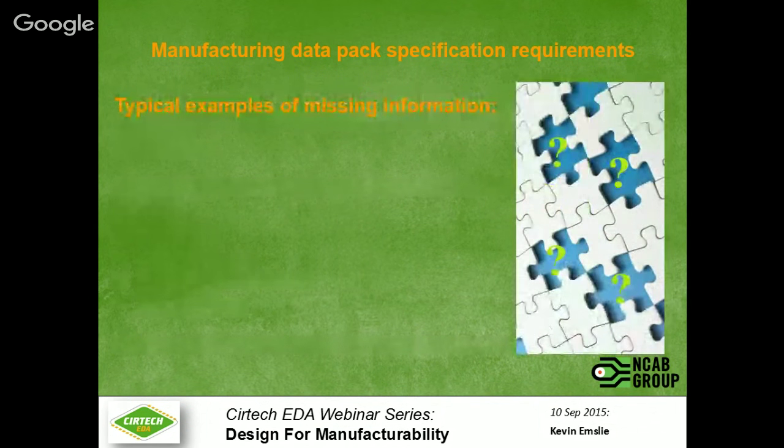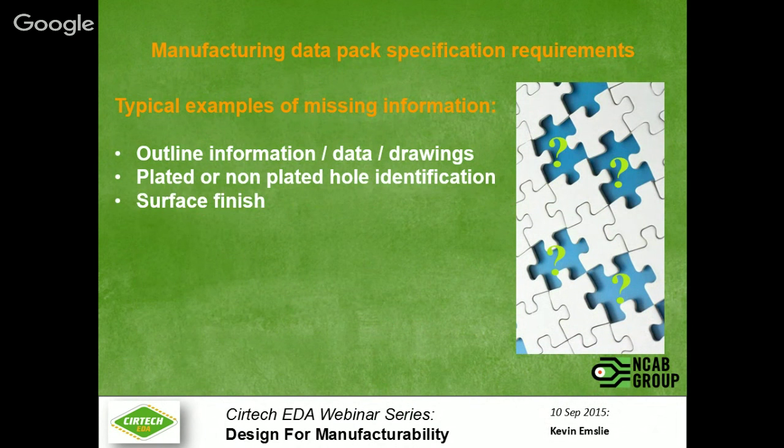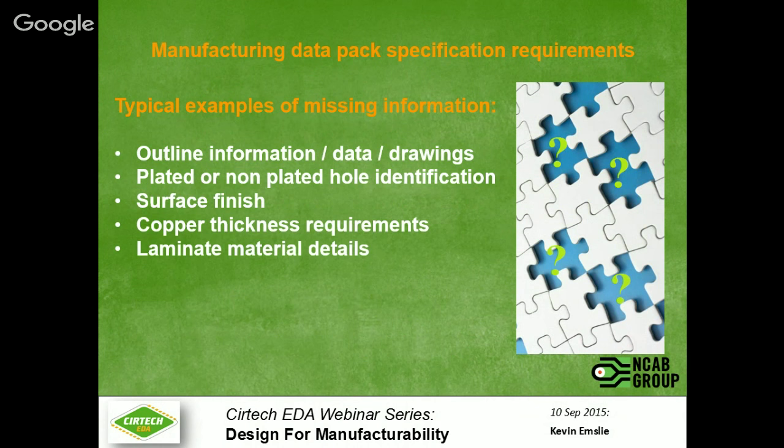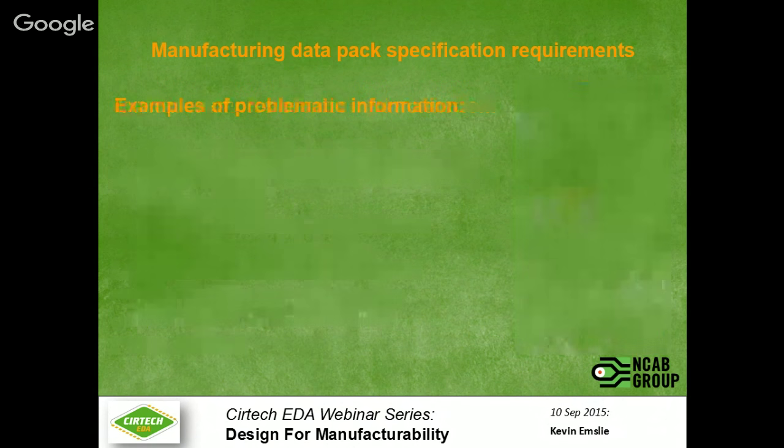Typical examples of missing information are missing outline information or missing data, missing drawings, plated or non-plated through-hole identification, the surface finish of the PCB, the copper thickness requirement of each of the layers on the PCB, the laminate material thickness and details, the color of the solder mask and the legend, the final finished PCB thickness, and missing Gerber or drill files. And the list goes on. What you see listed there are the most obvious issues that we experience.